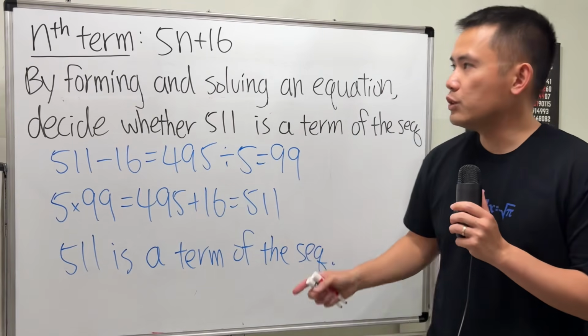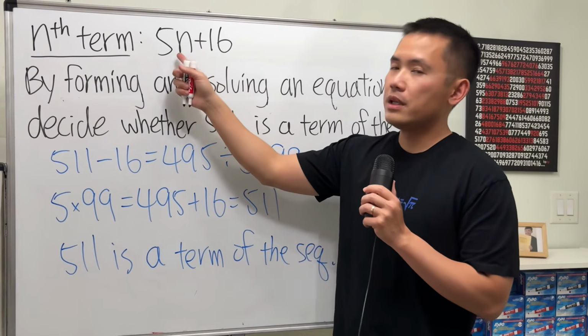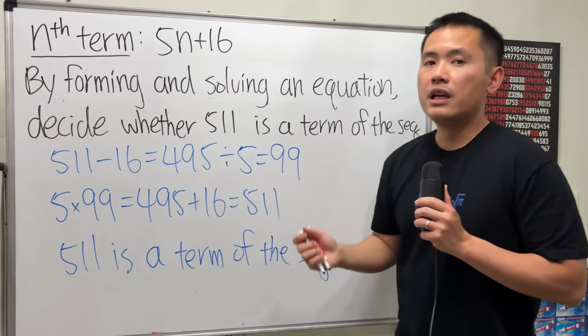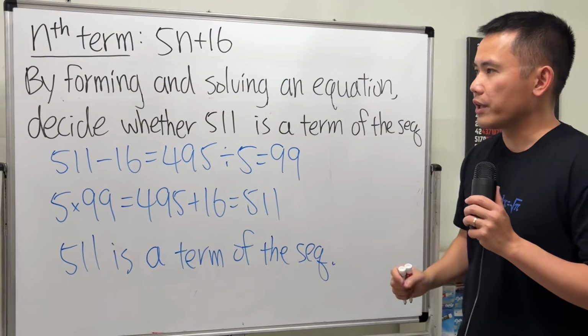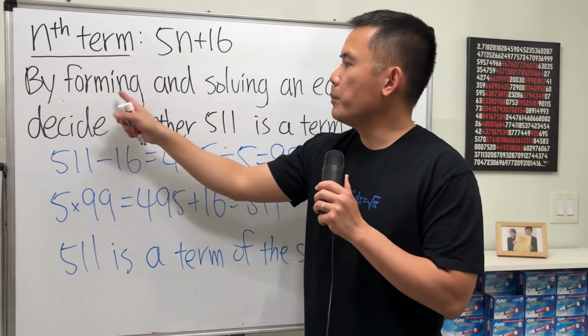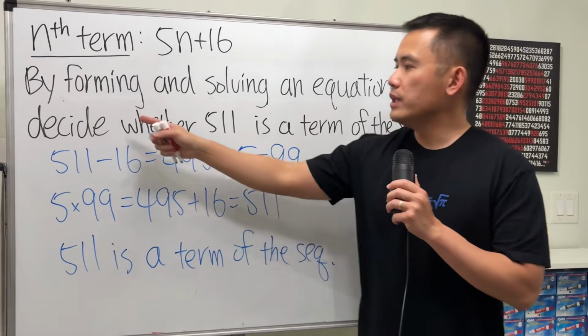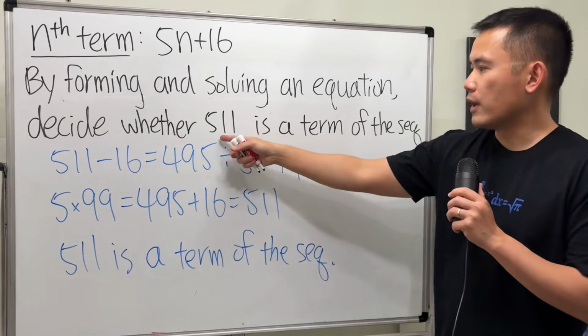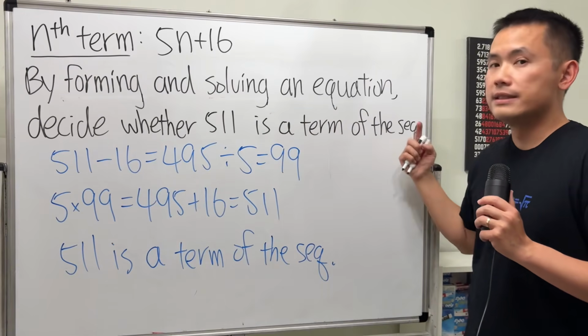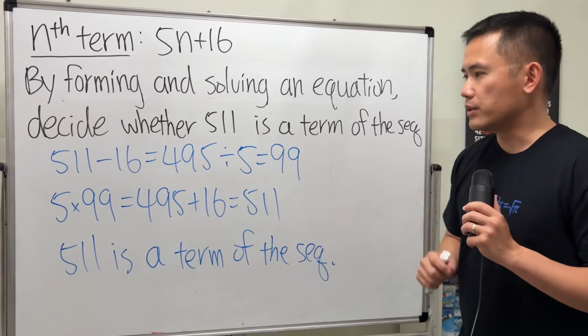Here we are given a sequence with the formula for the nth term being 5n + 16, and the question is about this part right here. It says, by forming and solving an equation, we are going to decide whether the number 511 is a term of the sequence. And this is what you did.